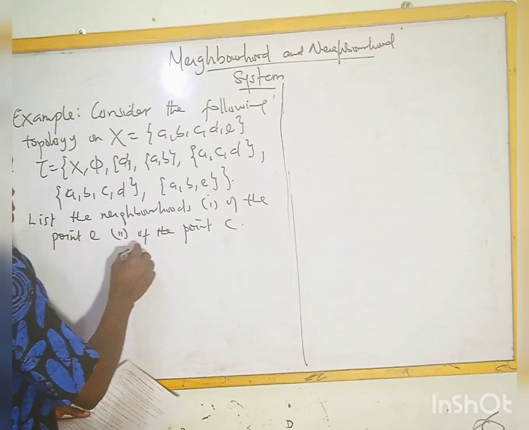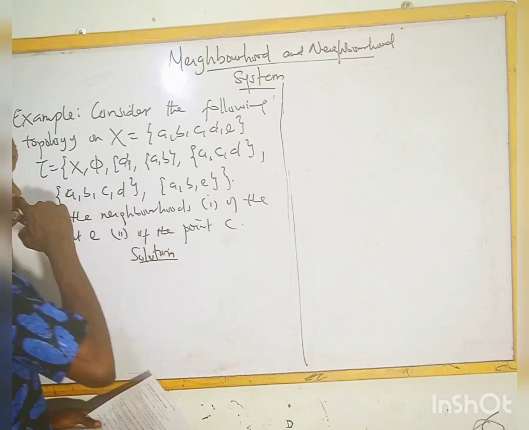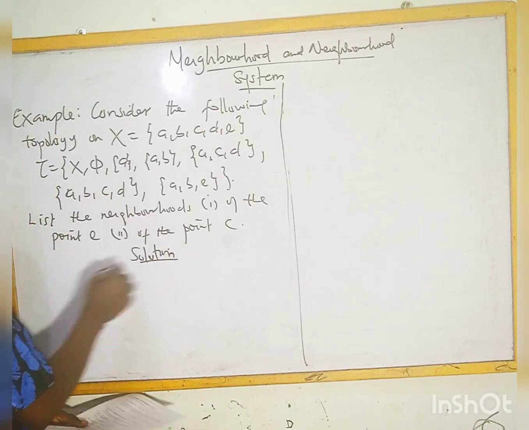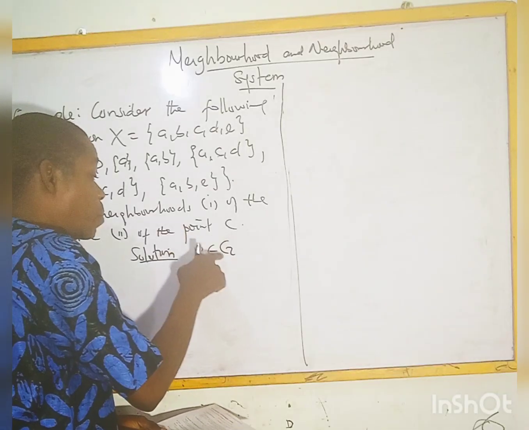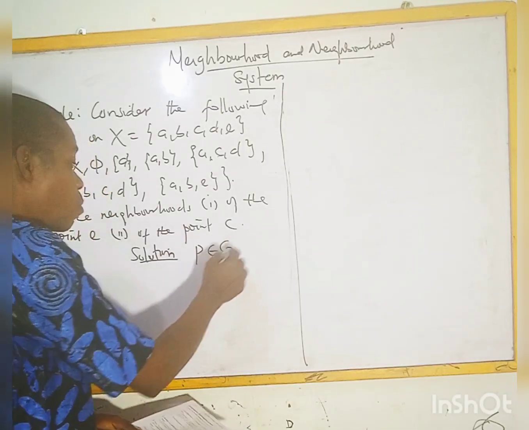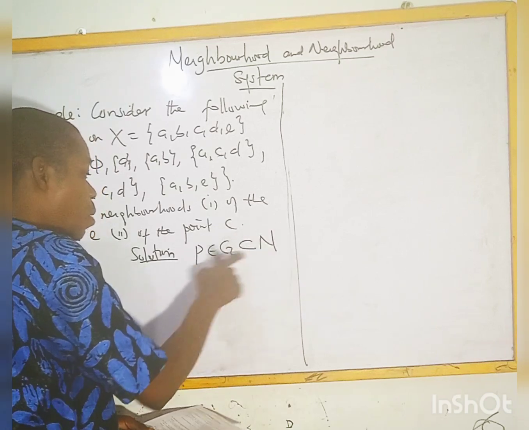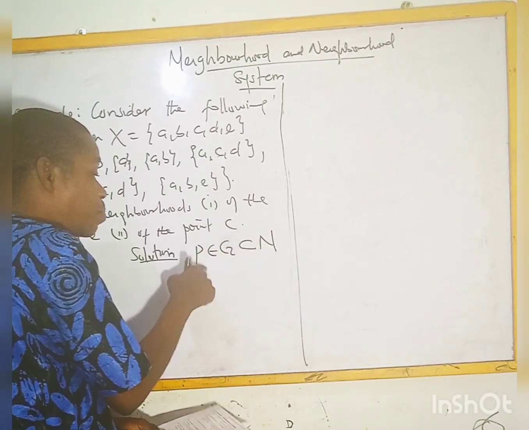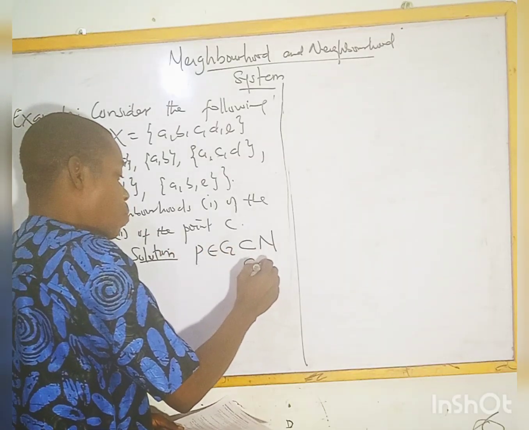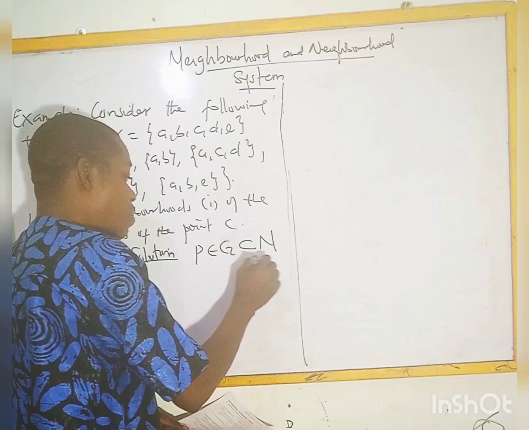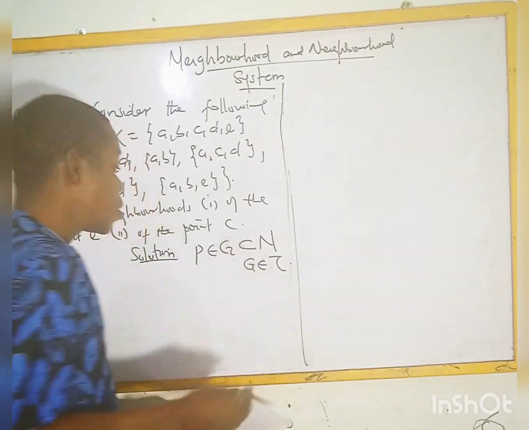Now, solution. Remember the definition of a neighborhood. It says that point P is contained in an open set G, which is now contained in N. Don't forget that our N is the neighborhood of that P. So now, don't forget that our G must be an element of the topology. That is, our G must be an open set.